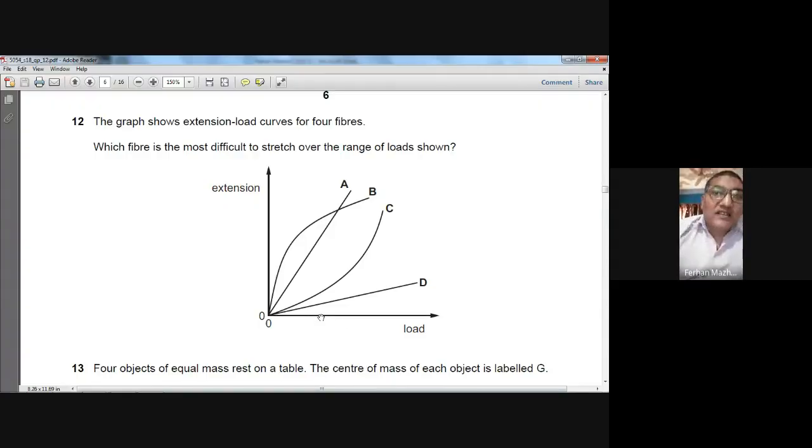You can take a load here. See how much extension is produced in D at this load. At this load, how much extension is produced in C. At this load, how much extension is produced in A. You will observe that for the same load, less extension is produced in D. So from here we conclude that it is difficult to extend D. So most difficult to stretch is D. 12's option is D, sir.